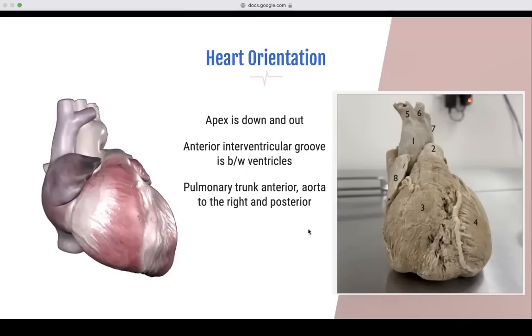Another important thing is the pulmonary trunk and the aorta. The pulmonary trunk is always anterior to the aorta. As you can see here, this is the origin of the pulmonary trunk and this is the aorta. And here as well, the pulmonary trunk and the aorta. So it's always anterior to it, and the aorta is always to the right and posterior to the pulmonary trunk, okay?